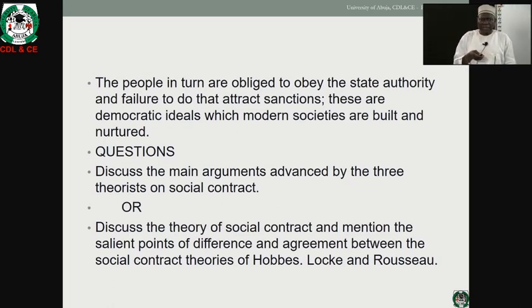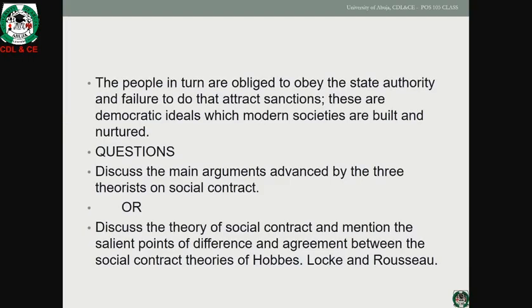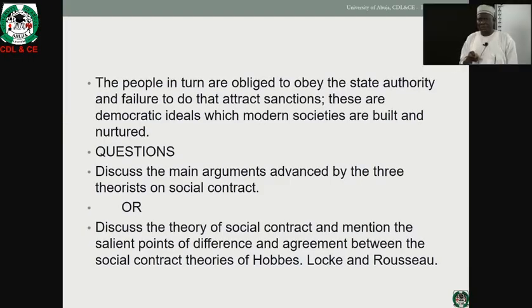Thank you very much. You have two questions here. Discuss the main argument advanced by the three theories on social contract: Locke, Hobbes, and Rousseau. Or discuss the theory of social contract and mention the salient points of difference and agreement between the social contract theories of Hobbes, Locke, and Rousseau.